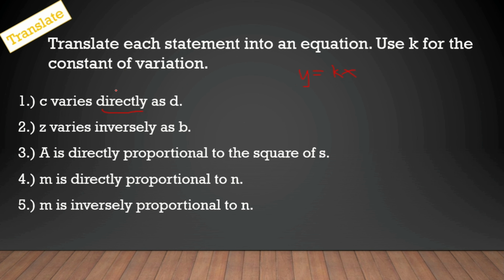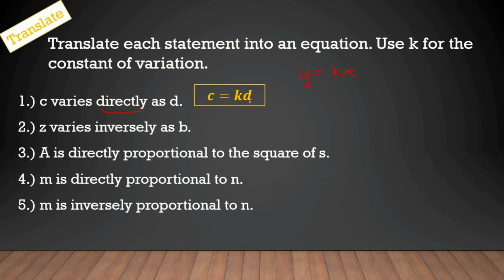Kasi since directly yung nakalagay dito sa statement, so papalitan lang natin siya. Instead na y, tsaka x, ito ang binanggit dito sa statement, kaya yun ang gagamitin natin. C varies directly as D. So, yung C tsaka D lang yung pinalitan natin.